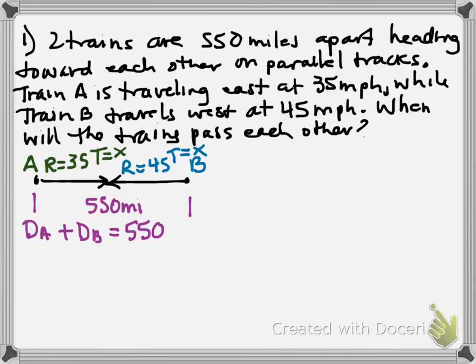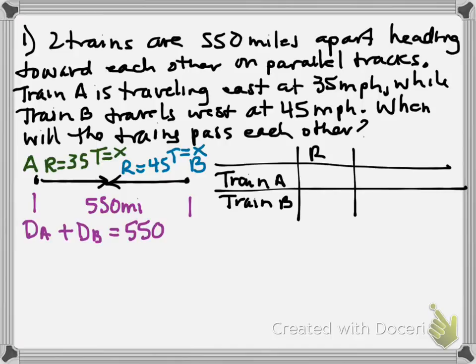Okay, so I'm going to create my chart real quickly. So we've got train A, train B, and my top is the same. So train A we said was 35, time is x. Let's color code here, sorry. 35x, and the distance it travels is 35x. And then train B is going 45 miles per hour at x amount of time, and its total distance is 45x. So these are the distances that we're going to use in our equation.